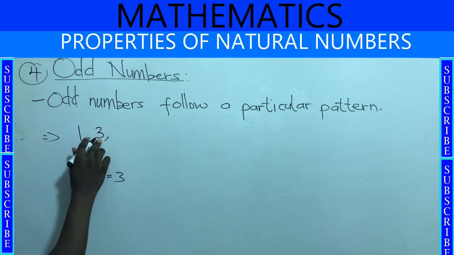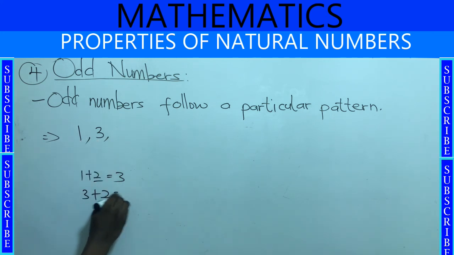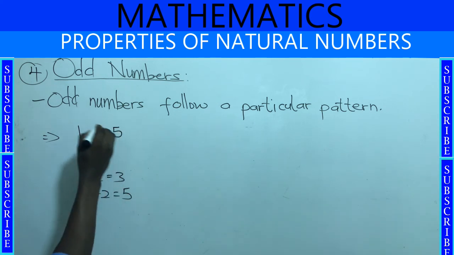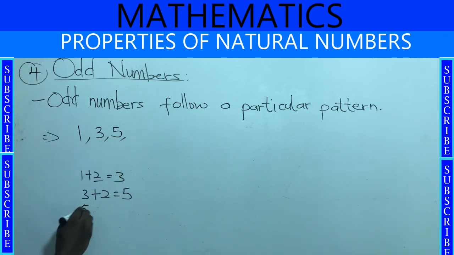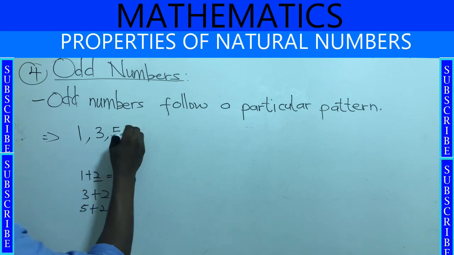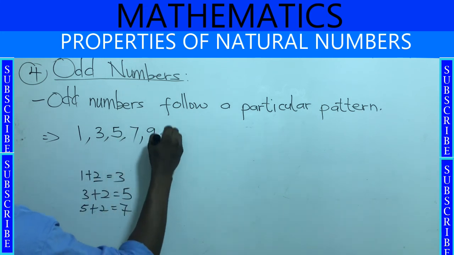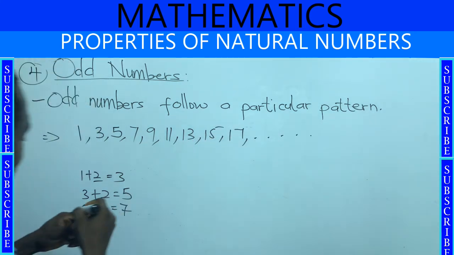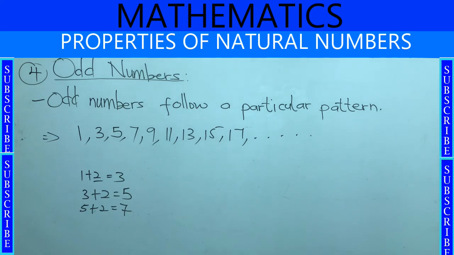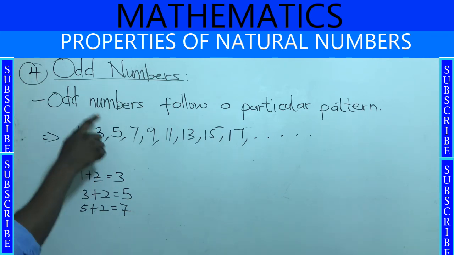Then we add 2 to the 3 that we have. So it is 3 plus 2. Then the next odd number is 5 because 3 plus 2 is 5. We continue by adding 2 to this 5, and then we have 5 plus 2, which gives 7. So the next odd number is 7. Then 9, then 11, then 13, 15, 17. And it continues in that particular order. So the difference between the first odd number and the second odd number is always 2. When you subtract the first odd number 1 from 3, the difference is 2.